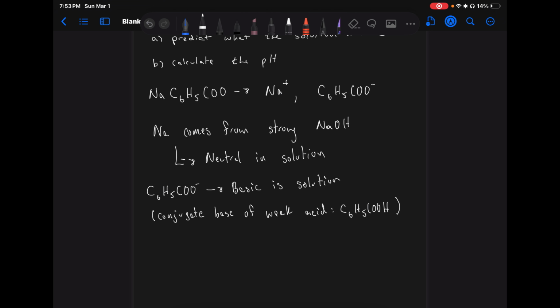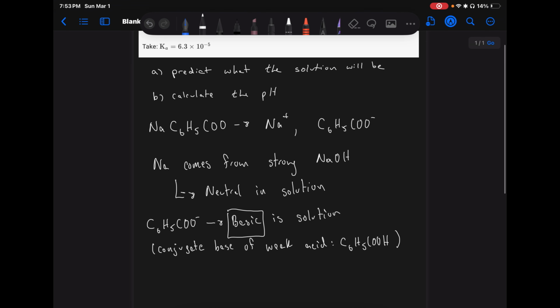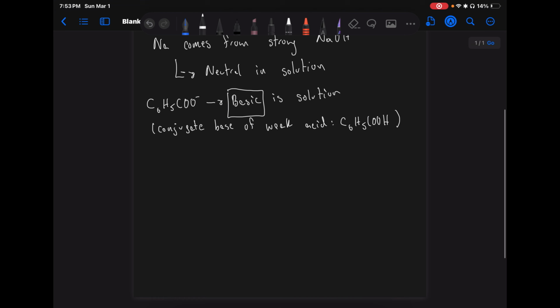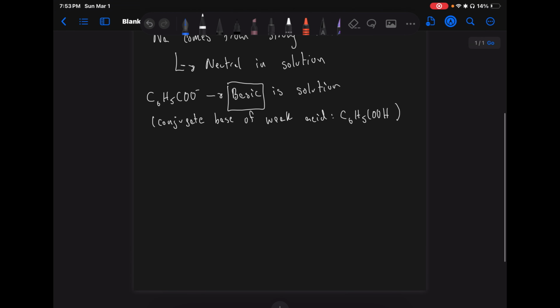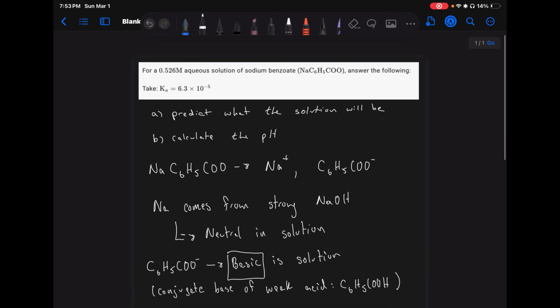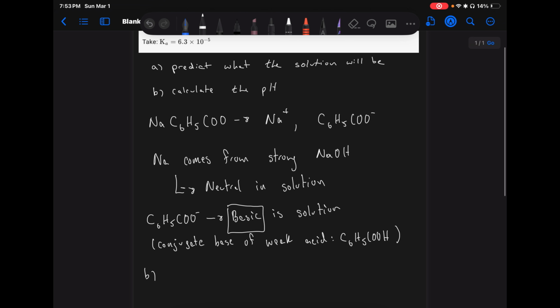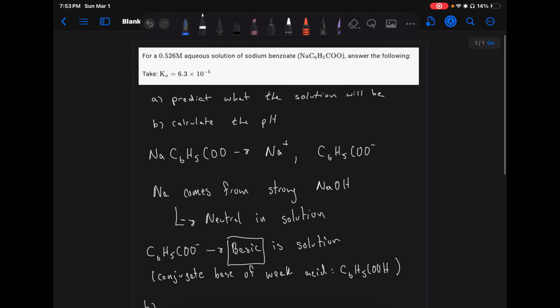So we can deduce that the solution will be basic, because the neutral part of the solution won't really do anything. So part B, calculate the pH. If we know that the solution is basic, we should know that the pH will be greater than 7. Pretty much common sense. So I guess we'll go ahead with doing that.